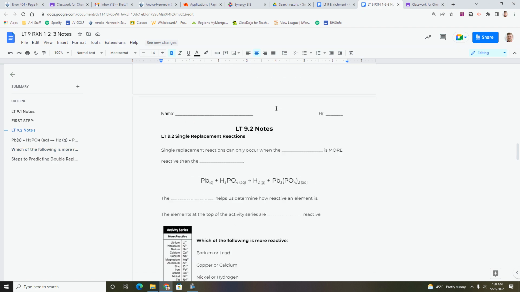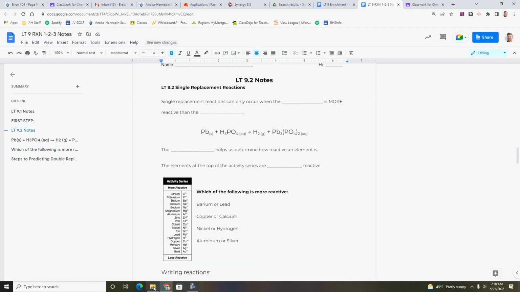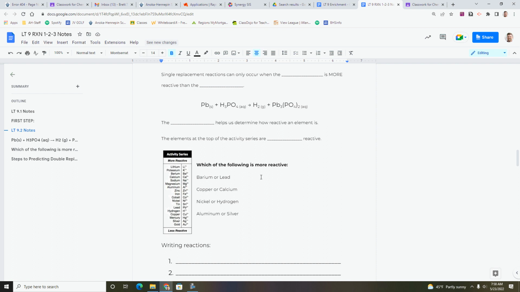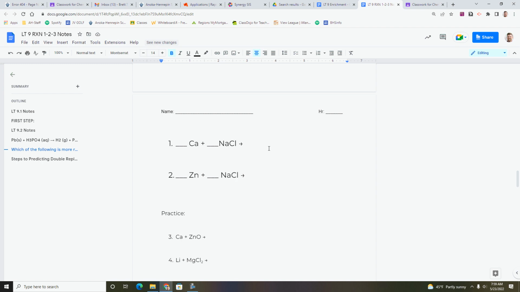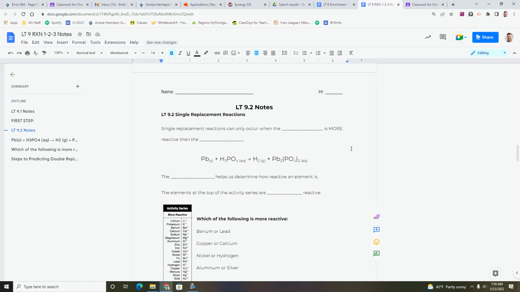Okay? So here's what we're going to do today. We're going to talk about single replacement. Alright? We're going to predict them. You now know what they are, but we're going to actually predict them and be able to write out the other side. So that's the end goal, okay? You know what a single is, right? What is a single?